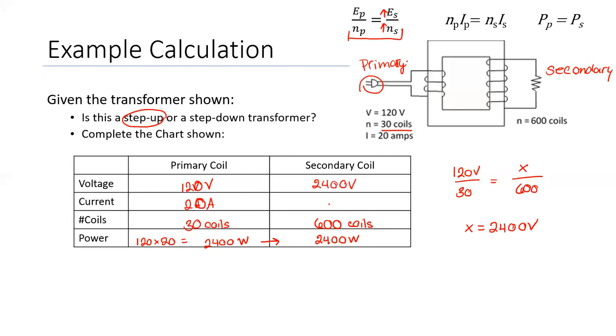To find the current, there's 2 ways you can do it. You could use that particular ratio, or you can just use your simple formula for power. It's not really going to matter which one you use. I'll use the turn ratio just because. And so the number of turns on the primary times the current on the primary has to be equal to 600 turns on the secondary times the current on the secondary. Okay, 30 times 20 is 600 equals 600I. So that must mean our current is equal to 1 amp.